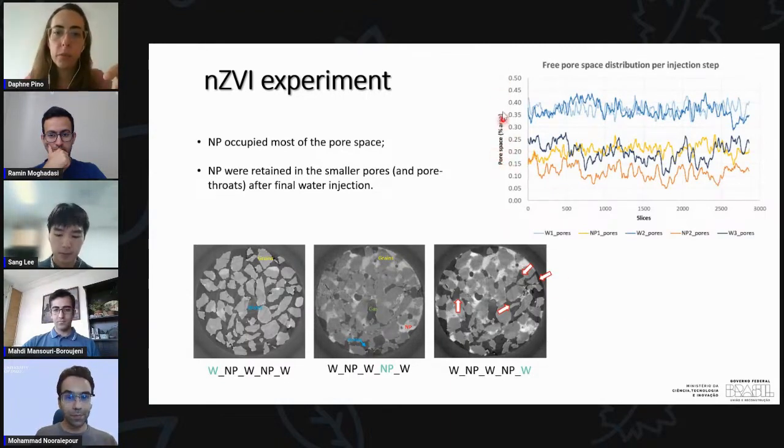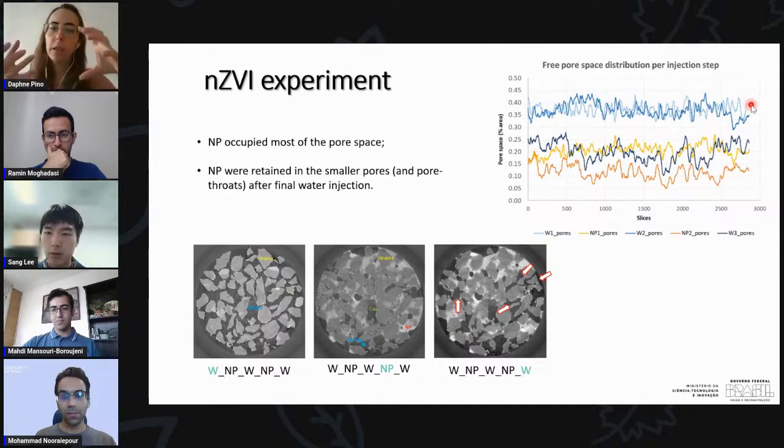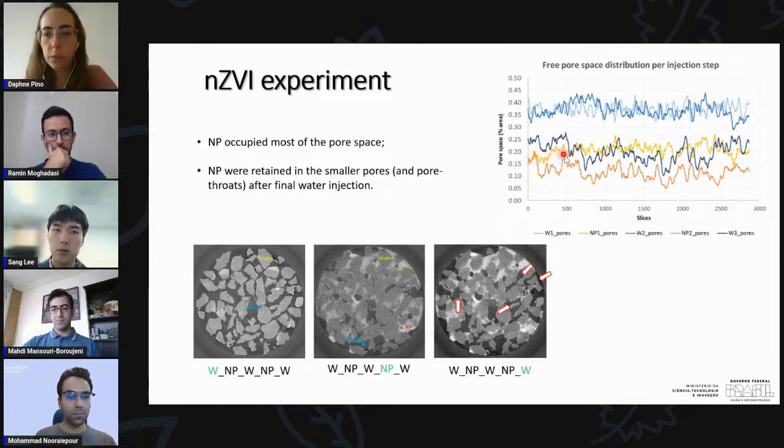We have the pore space, the percentage of area of pore space, so our porosity here, and the slice, so the bottom of our sample and the top. After our first water injection, this is the light blue that you see here, we had between 35 and 40% of porosity. After we injected nanoparticles, we go through this red line here, this yellow line.